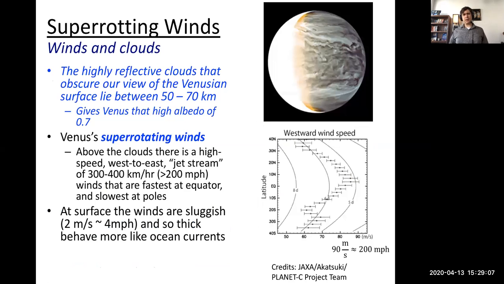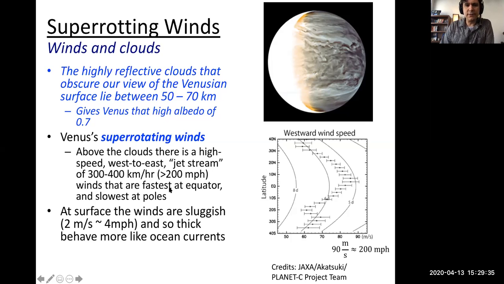And it also has some other interesting things. So if we go to that highly reflective cloud layer that's obscuring our view, the one that's giving it that high albedo, right above those clouds, we have what are called super rotating winds. So remember, Venus rotates very, very slowly, once every 243 days. However, the atmosphere up there is rotating around Venus once every several days.